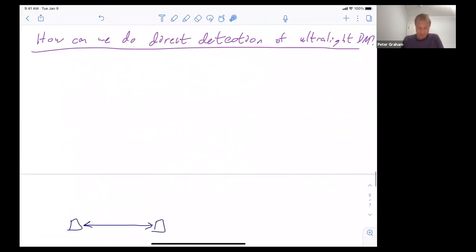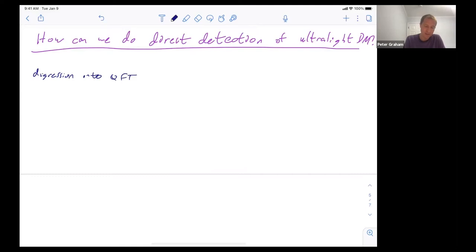So to talk about how to do direct detection, let me get rid of this. To talk about how to do direct detection, I actually need to do a little bit of a digression into quantum field theory. Some of you may know this already, but I know many of you haven't learned this yet. So let me just give you the pieces of quantum field theory that you need to know. And luckily, we can summarize it pretty quickly here. So this is a background field. It's run by the laws of quantum field theory. And in particular, let's say this is a small digression into quantum field theory.